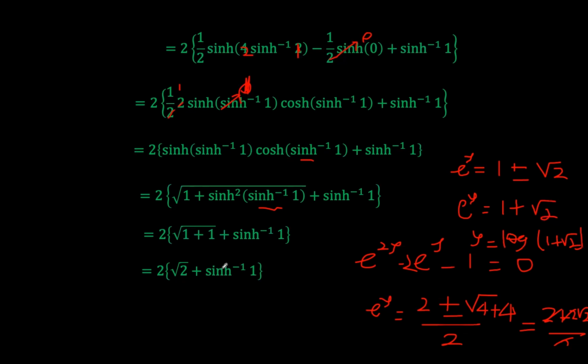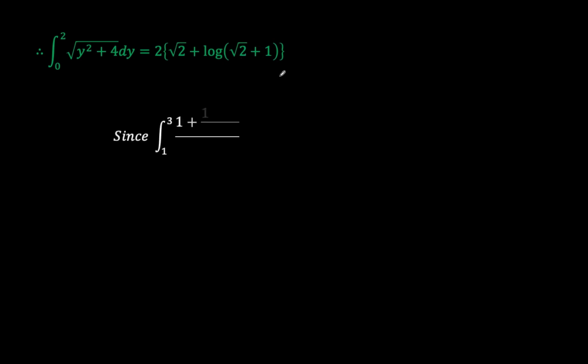So arc-hyperbolic sine of 1 is the same as the natural logarithm of 1 plus root 2. And so we plug that in, and that is the green integral, right? So the integral from y equals 0 to 2 of the square root of y squared plus 4 is equal to twice the square root of 2 plus the natural logarithm of root 2 plus 1. But our original integral is negative 1 plus half of that green integral.